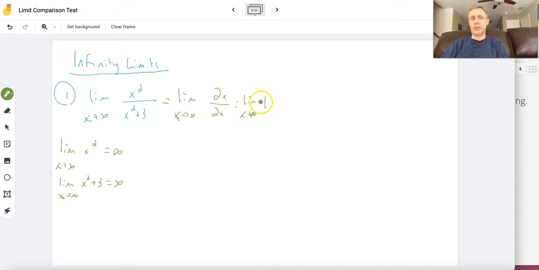And that'll make the evaluation of the limit easier because the limit of 1 as x approaches infinity is just equal to 1. And so that would be their answer to this first limit. All right, the second of these infinity limits is this one here.